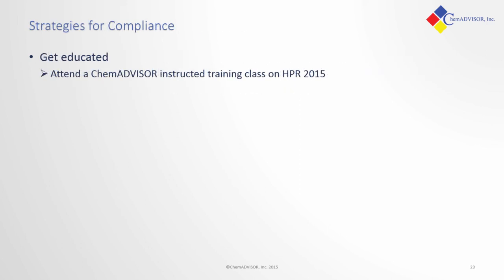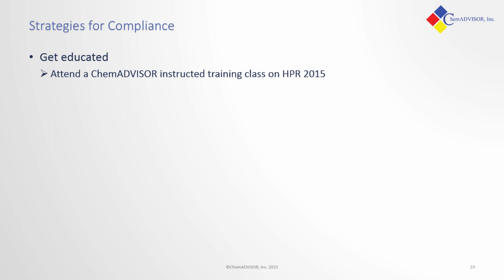So the final slides here are, what do you do? How do you get into compliance? What I've gone over so far is just some highlights of what is in the HPR, what you can find in there, and what you'll need to look at the province and territory level for.